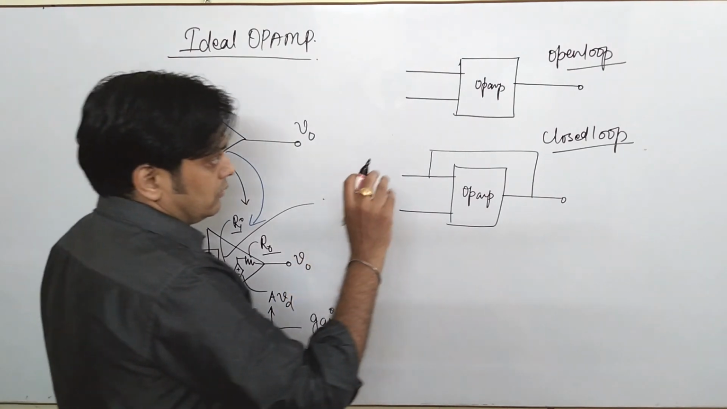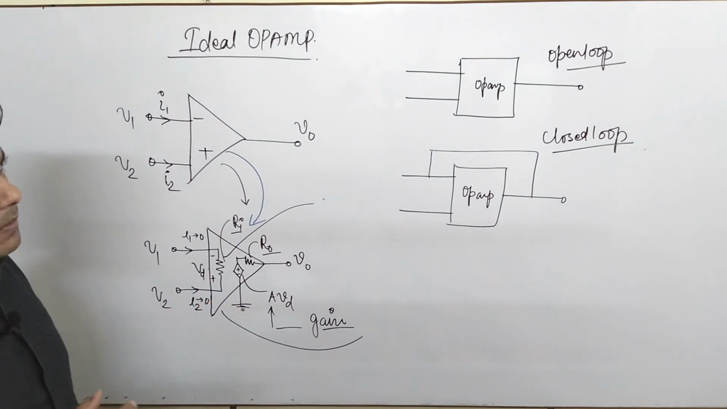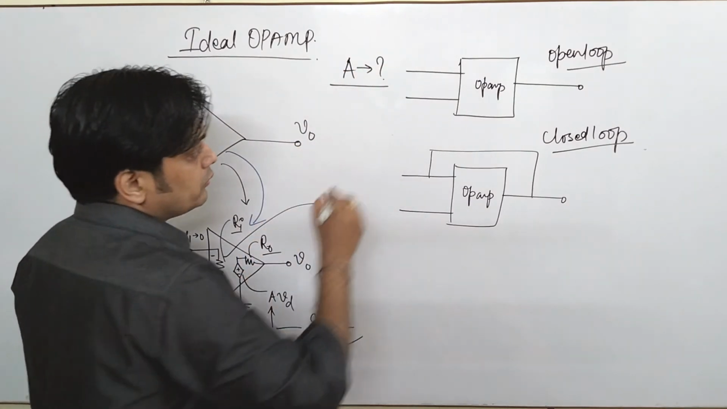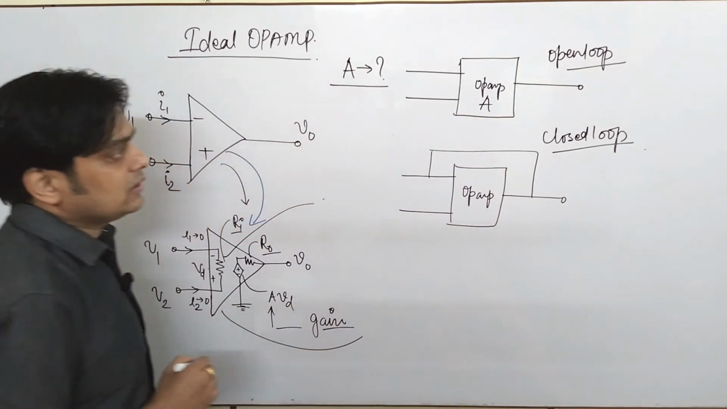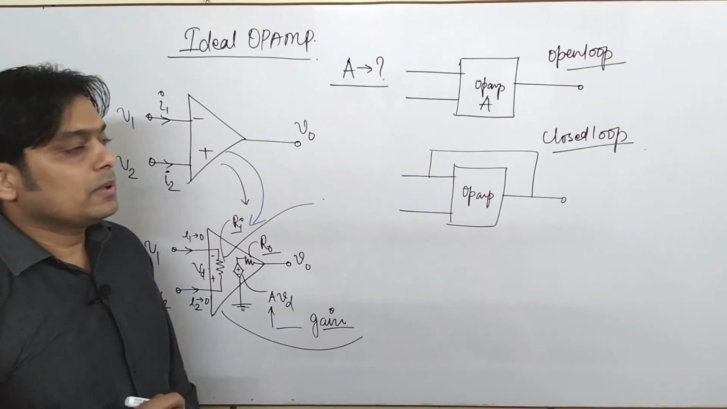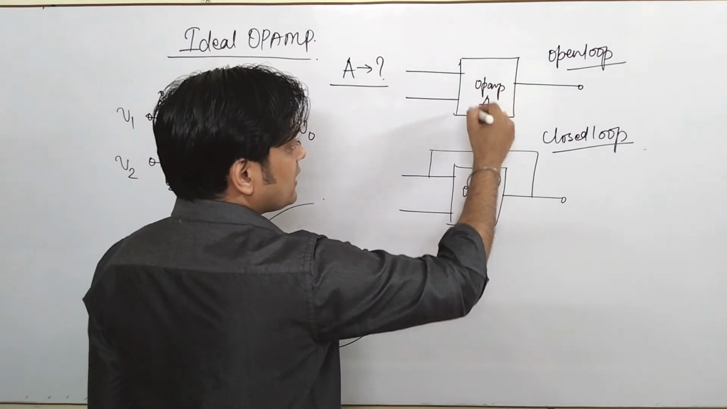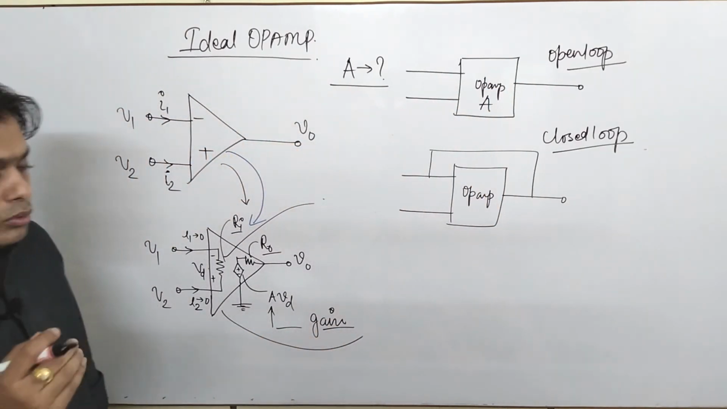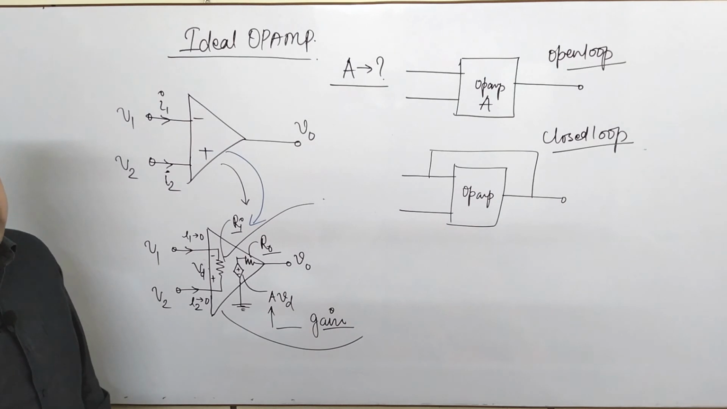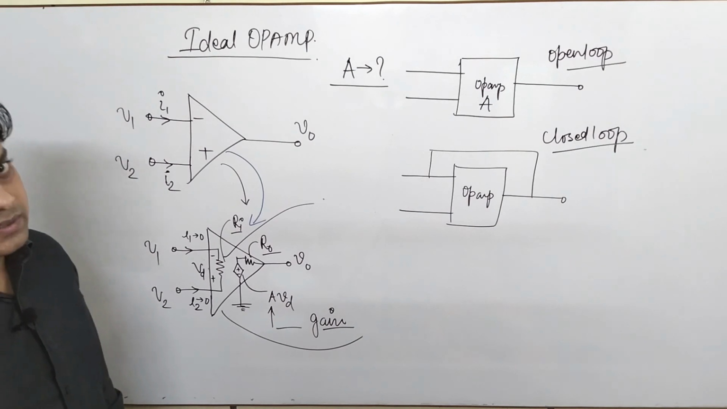Now a question comes to your mind: why have we talked about the open loop gain A? The open loop gain is the gain of this OPAMP when there is no loop. As I said, the open loop gain of an operational amplifier is very high, and when you go through your ADC subject, you will find that whenever the gain of an amplifier is very high, the output will become unstable in nature.